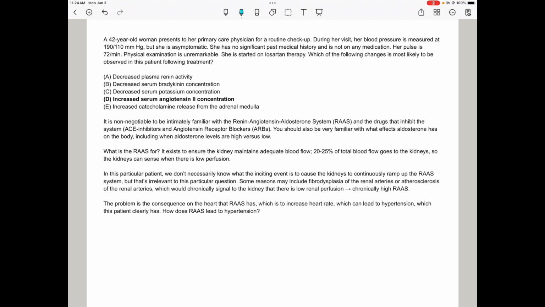So they simply tell us the patient is started on losartan, and it's imperative that you know two things at least in order to answer this question. Number one is what is losartan, so its mechanism of action and what it's used for. Second, you need to know the Renin-Angiotensin-Aldosterone System, also known as RAAS. This is a non-negotiable topic to know, meaning you have to know this for the exam, whether it's Step 1, Step 2, COMLEX, it doesn't matter. You need to know the RAAS.